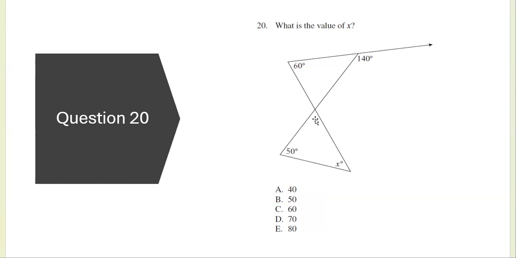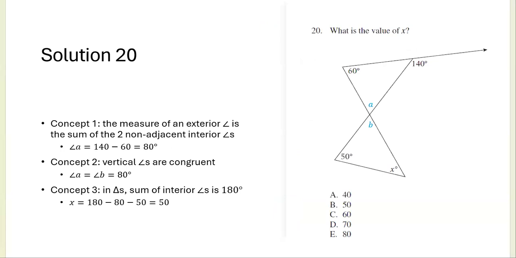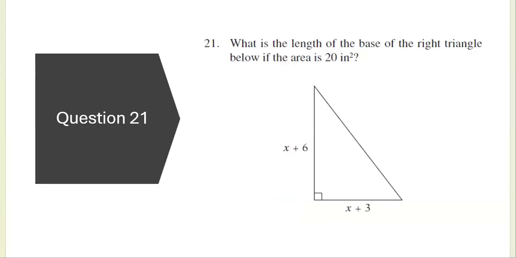And x, well, we can use the sum of the interior angles. x is 180 minus 80 minus 50. So it's 50. Okay. So that's exactly how I did it here. Good. Consistent. All right, 21.